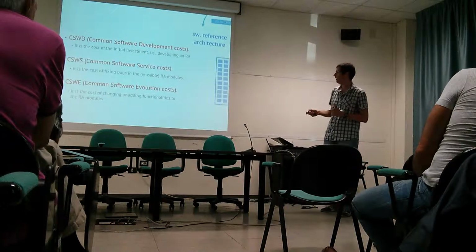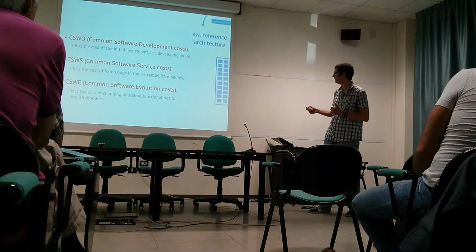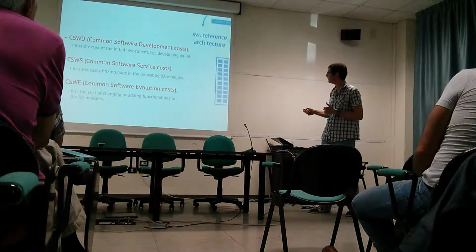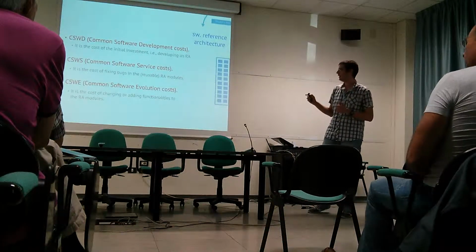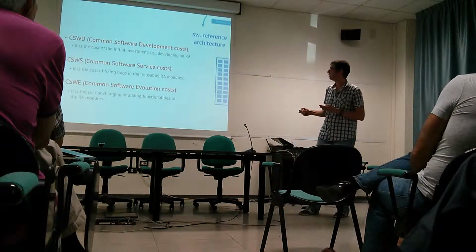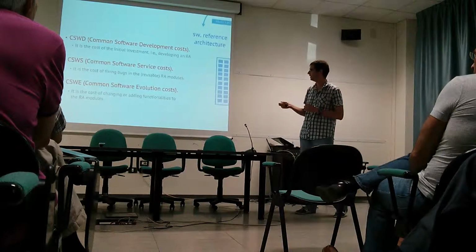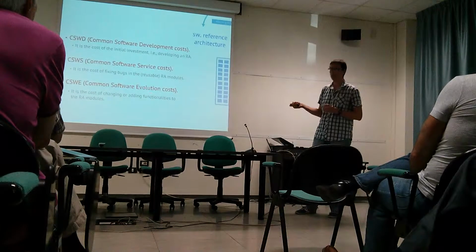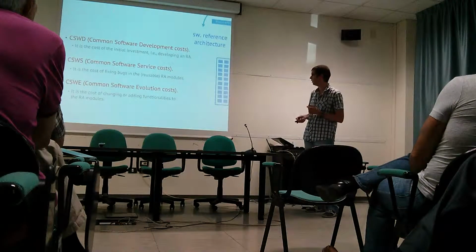So if we think of a modular design of an architecture, this could be the software reference architecture, and these little rectangles, each module of the architecture. We identified 3 different costs. The first one, the cost to develop all these modules. The second one, the service or maintenance cost. And the third one, the evolution cost of adding new functionality or changing existing functionality.